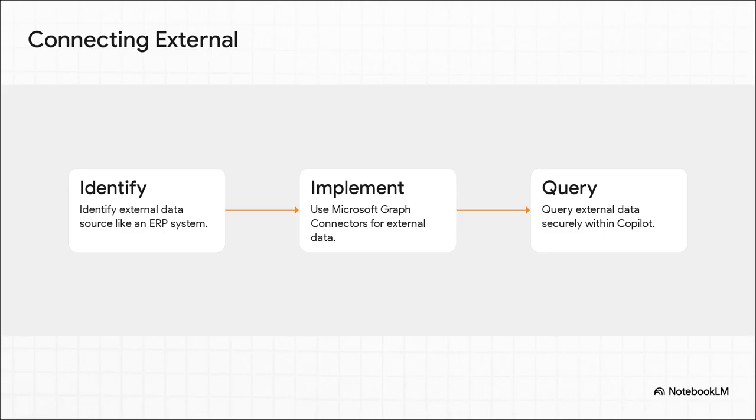Let's say your finance team runs on a totally external ERP system. That is exactly where you'd implement a Microsoft Graph connector. Microsoft offers these pre-built connectors for major tools like Salesforce and SAP. Once you plug that in, suddenly you can securely query that external data using natural language right inside your Copilot prompt. And the best part? You don't need a separate Copilot Studio license to use these connectors.